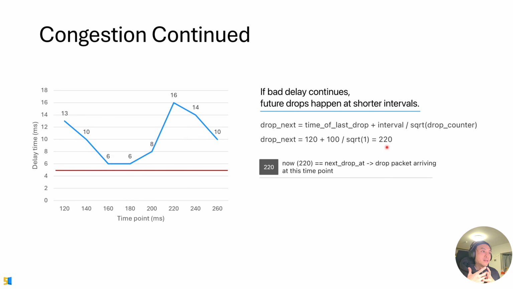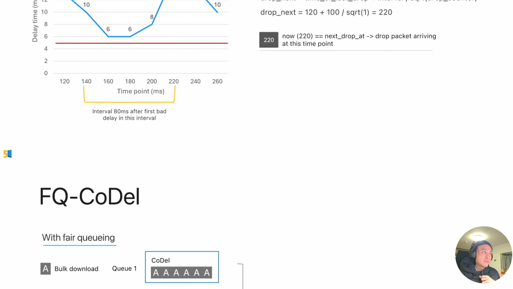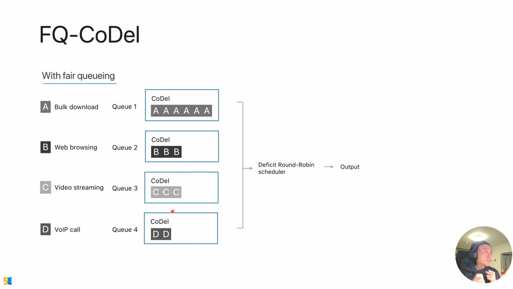It means that when it arrives at time point 220, this is the time for the next drop. It will drop or mark the packet coming at this time point. So the interval is now no longer 100 milliseconds, but 80 milliseconds. It's faster, right?